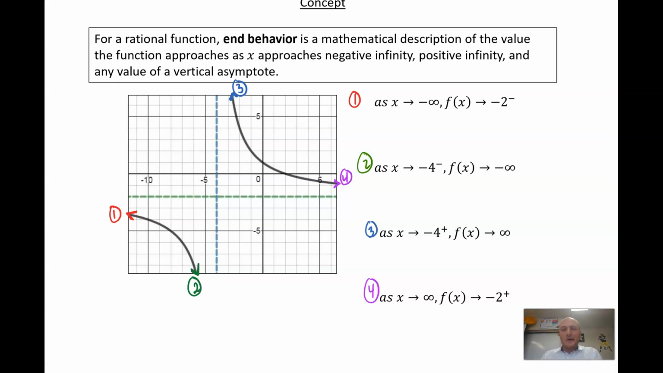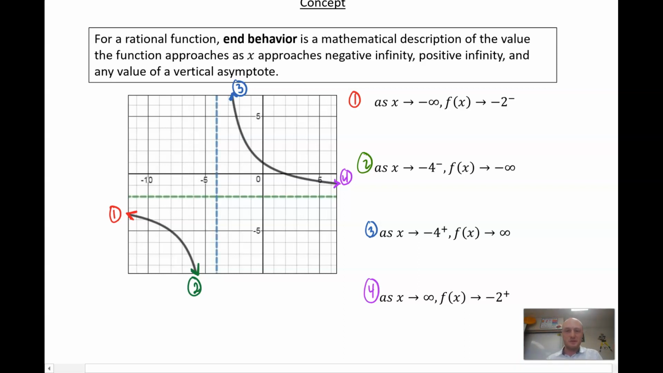Remember, end behavior, first you describe what's happening as I go left to right. So as x goes, where's x going? Is it going all the way to negative infinity? Is it going all the way to positive infinity? Then the second piece you describe, okay, what's happening to the y values? Does it go up or does it go down? Now, asymptotes complicate this, and we'll talk about asymptotes.